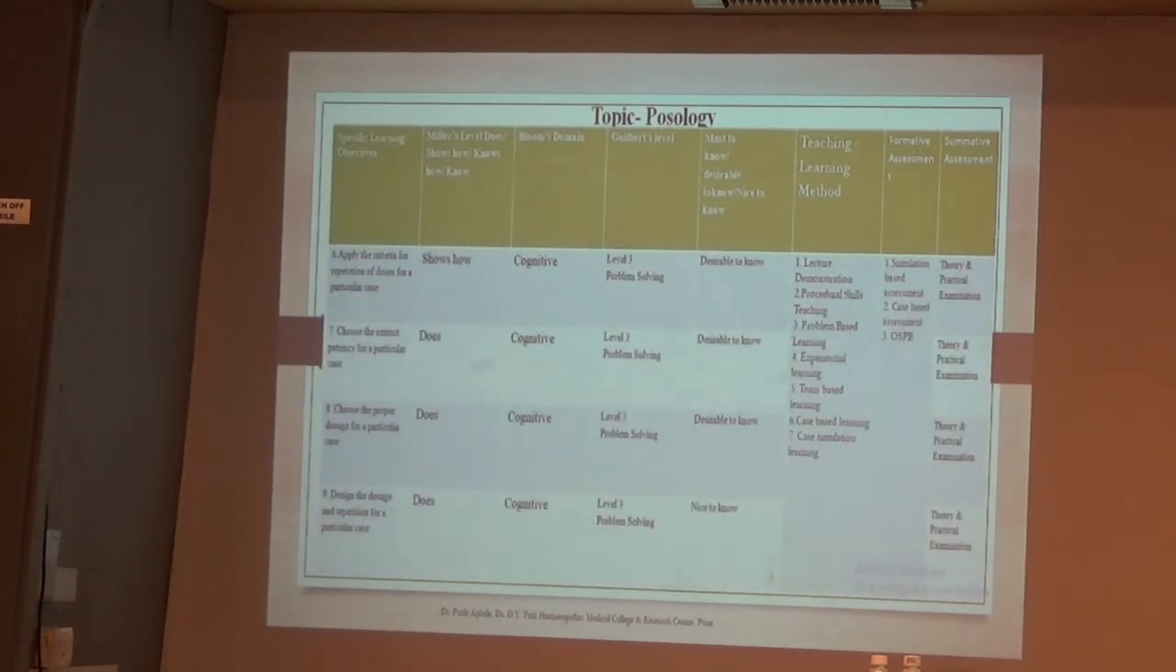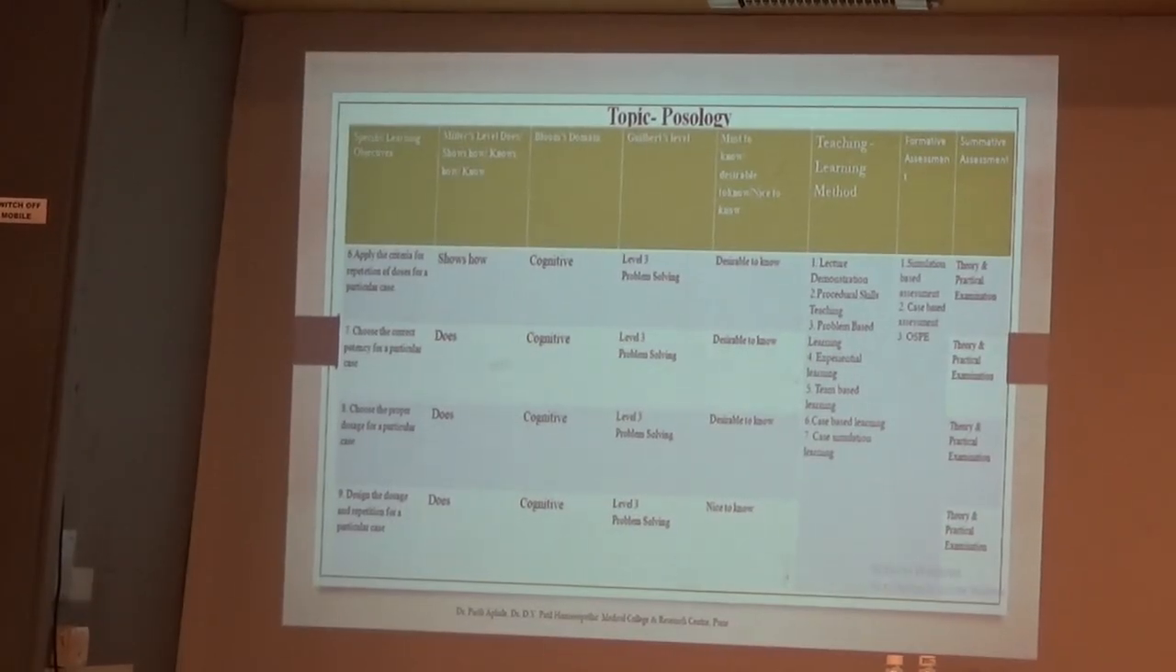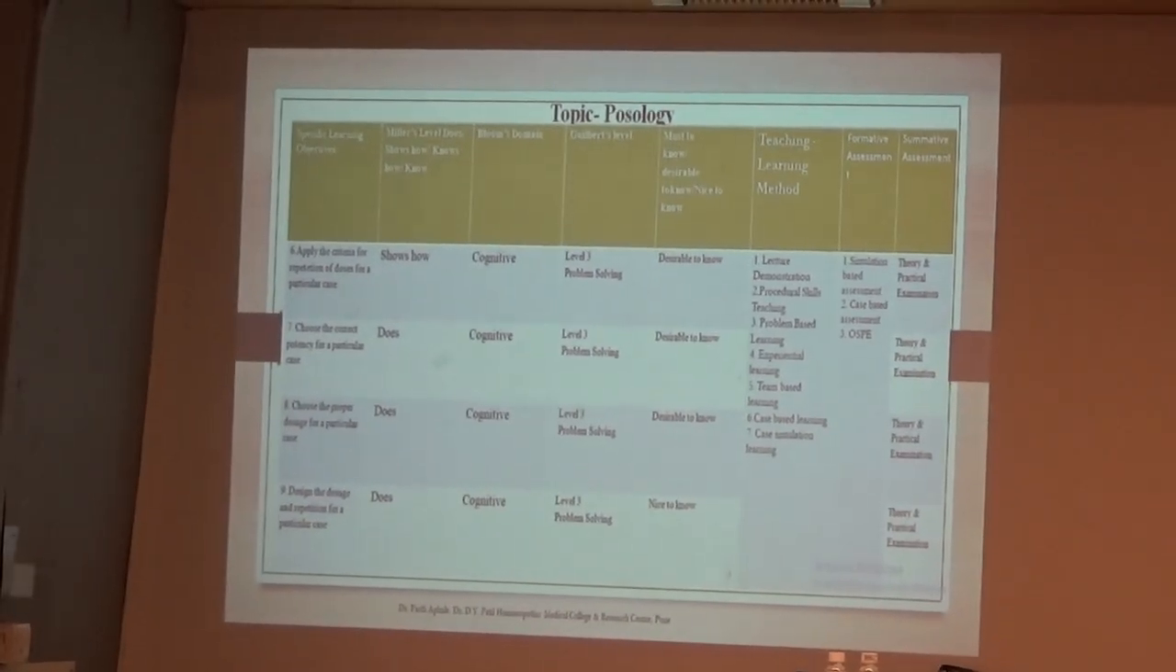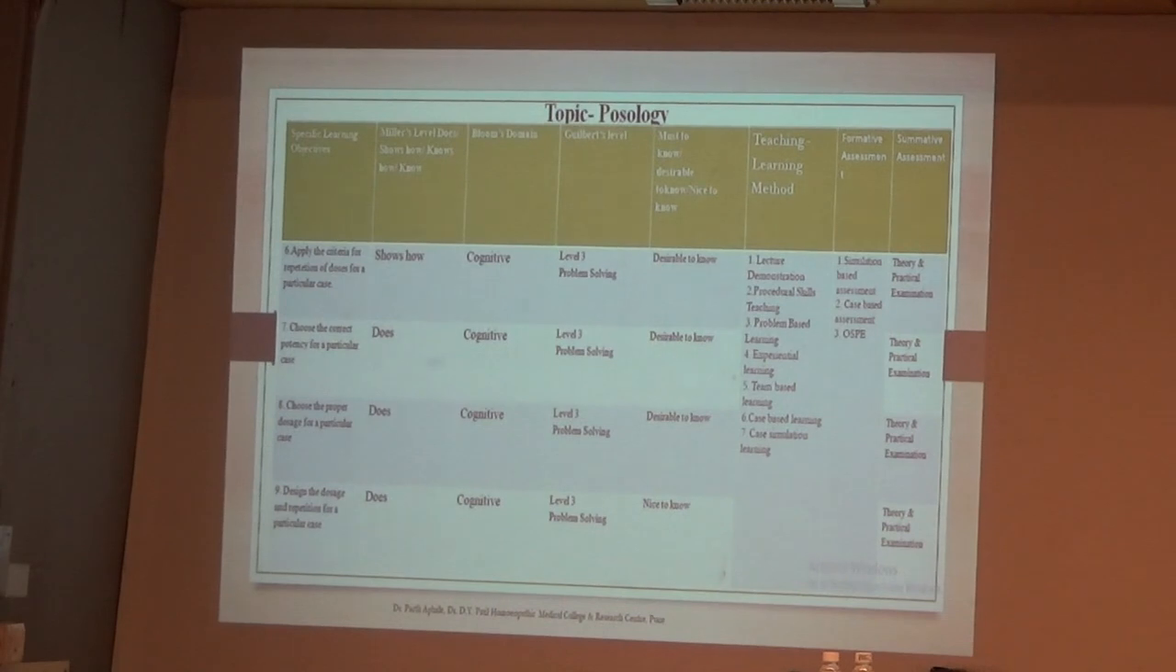It goes on: apply the criteria for repetition of doses, cognitive level 3, it comes under problem solving because he is going to apply, it comes under desirable to know. Choose the correct potency for a particular case, he may be wrong, he may not be wrong, it is desirable to know, but it is level 3 of Gilbert's, that is problem solving. Whether he is able to choose the proper dosage, again desirable to know, level 3, and design the dosage and repetition for a particular case, level 3, nice to know.